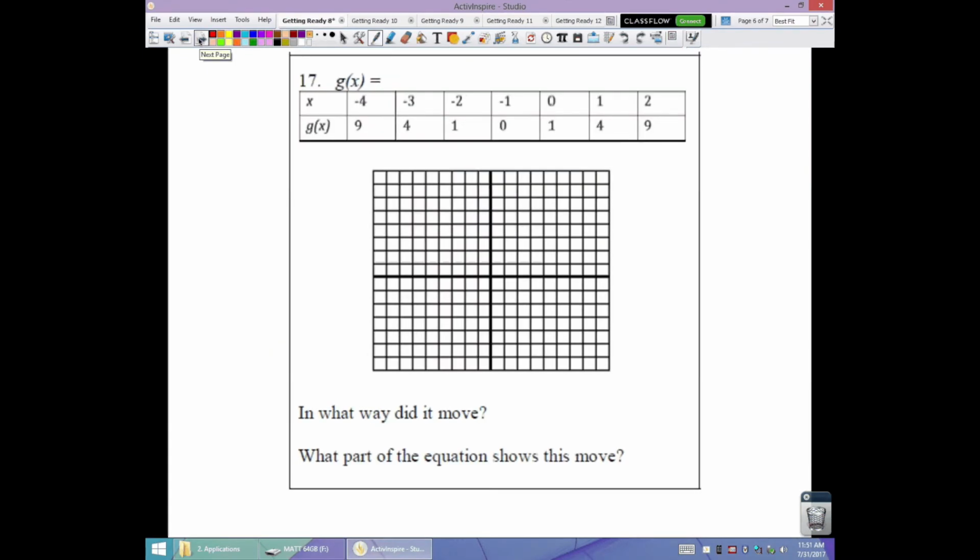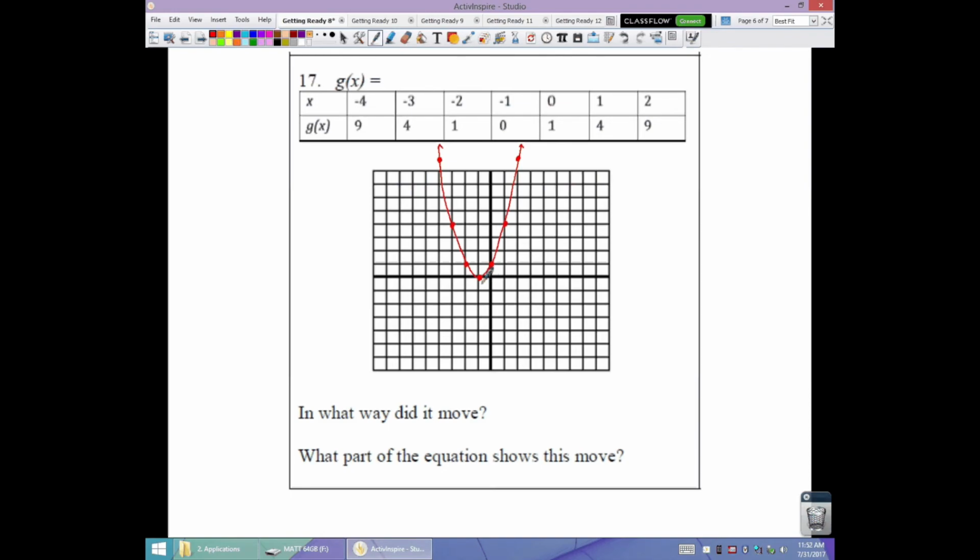All right, and the 9s will be just 2, 4, 6, 8. Yeah, will be just off the grid. I think I can go ahead and just plot them right above the graph, though, and not really bother you too badly. This one, it looks like we moved left 1.